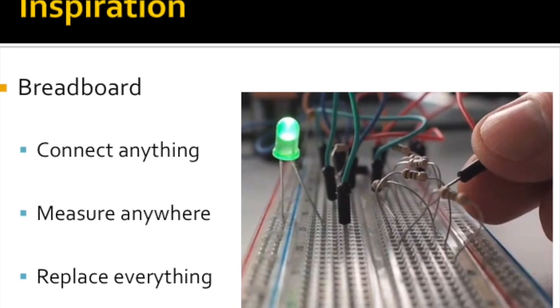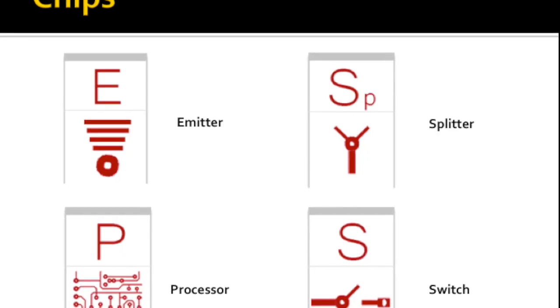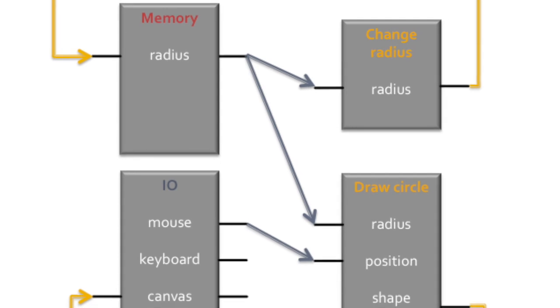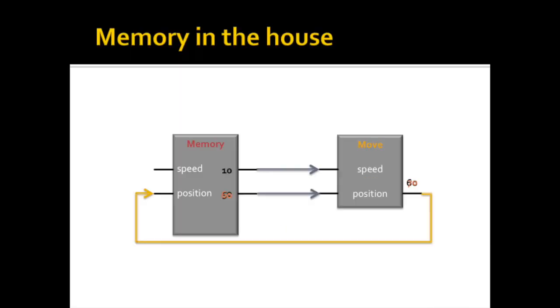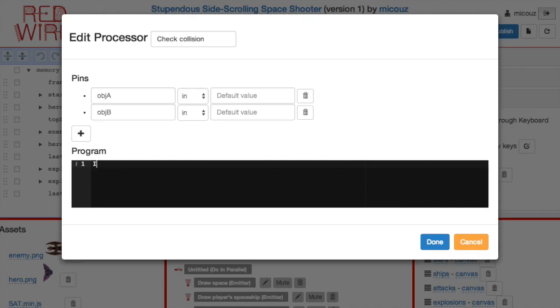RedWire is inspired by electronics. Imagine that your game is built on a breadboard with all the game logic stored in the chips. You make a game by wiring these chips together. Each chip has pins for data coming in and pins for data going out. That works for storing data in memory, following keyboard and mouse input, and rendering out to the screen. You can create your own chips, of course, with just a little bit of JavaScript.